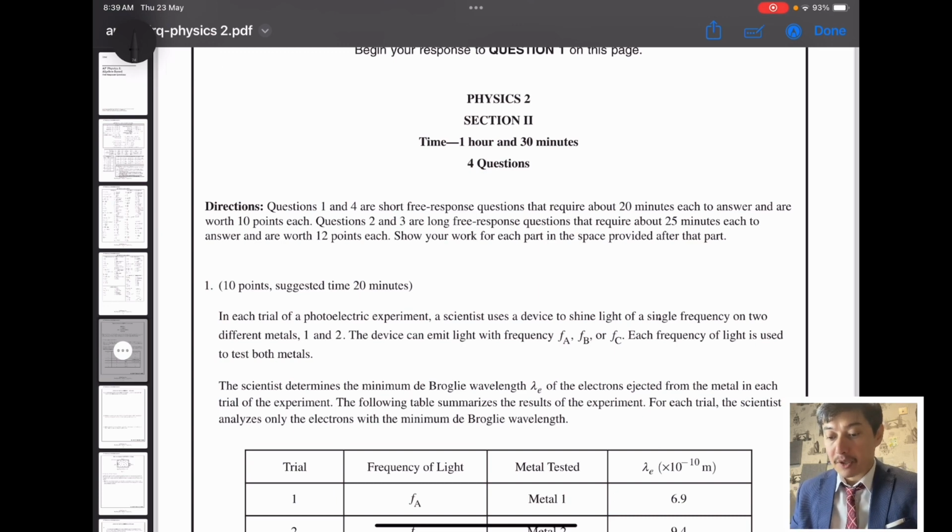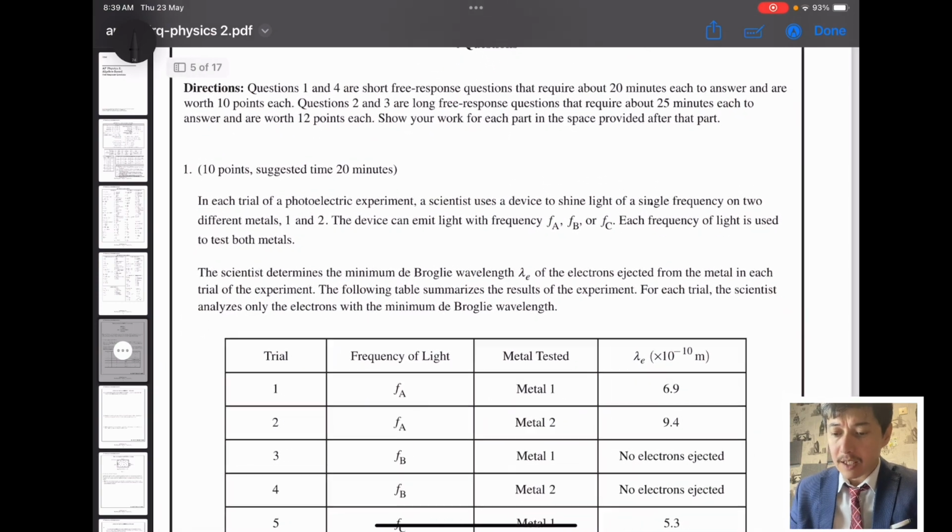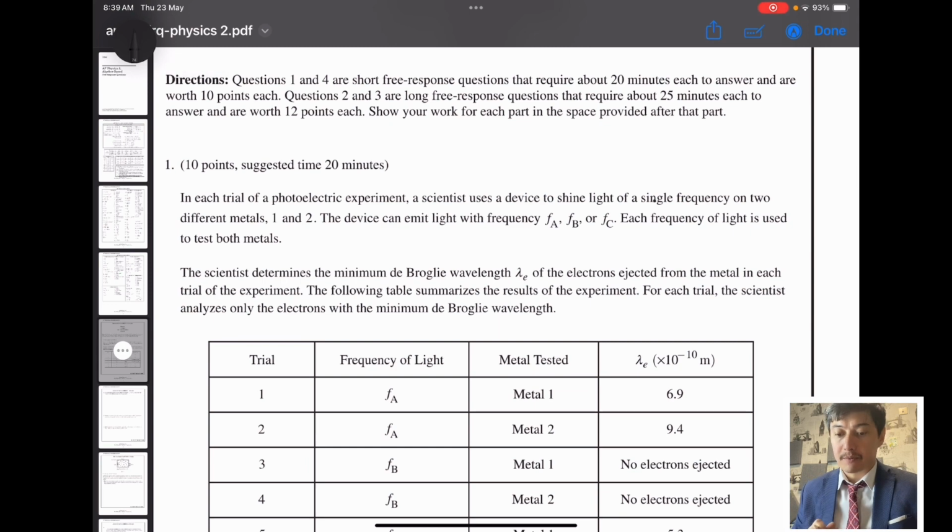We can see it is about photoelectric effect experiment. Let me read the problem statement for you quickly. In each trial of a photoelectric experiment, a scientist used a device to shine light of a single frequency on two different metals, 1 and 2. The device can emit light with frequency Fa, Fb, or Fc. Each frequency of light is used to test both metals.